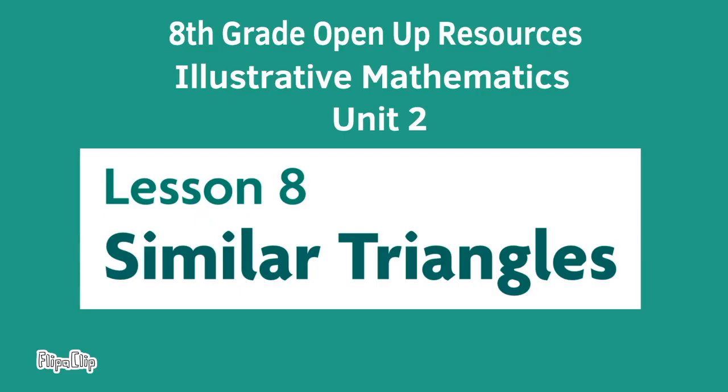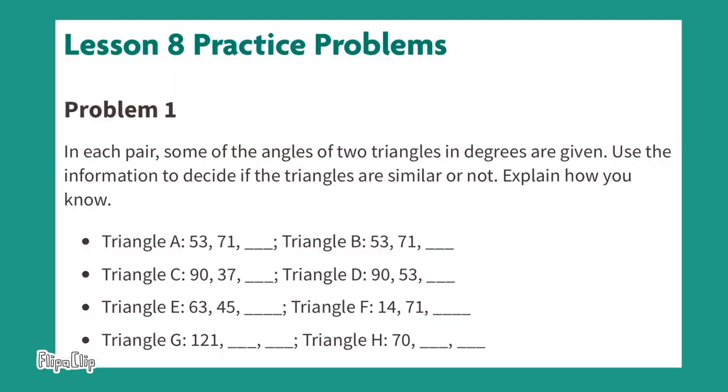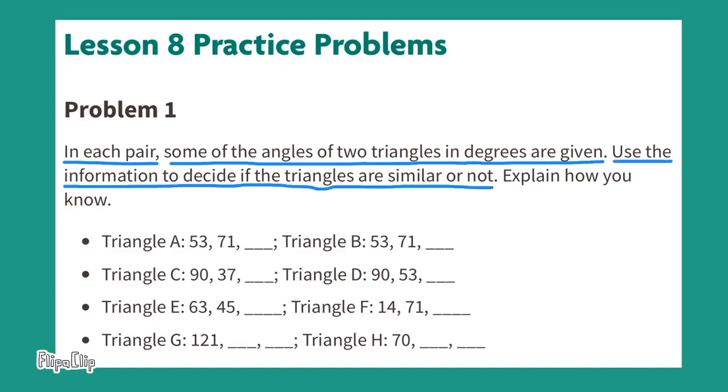Eighth grade Open Up Resources, Illustrative Mathematics, Unit 2, Lesson 8, Similar Triangles. Problem number one. In each pair, some of the angles of two triangles in degrees are given. Use the information to decide if the triangles are similar or not. Explain how you know. Triangle A, 53 degrees, 71 degrees, and an unknown angle.